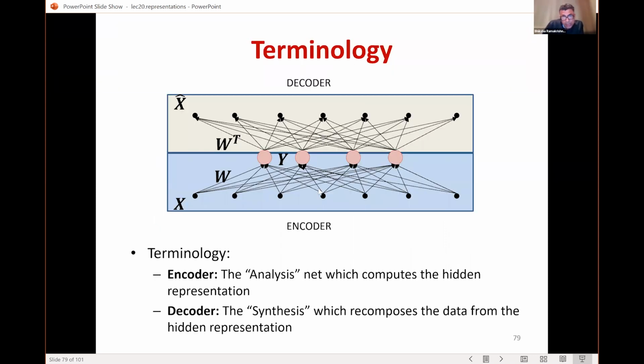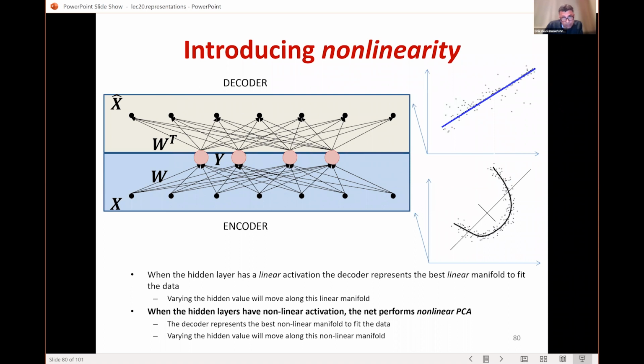So this is our terminology. The portion, the reconstructor, is what we will call the decoder. The portion of the network that computes this lower dimensional representation is what we'll call our encoder. So the encoder is the analysis network, which computes the hidden representation. The decoder is the synthesis network, which recomposes the data from the hidden representation.